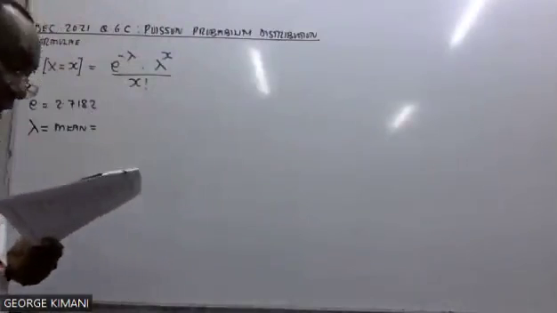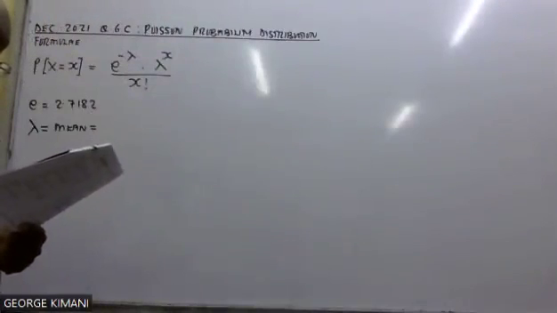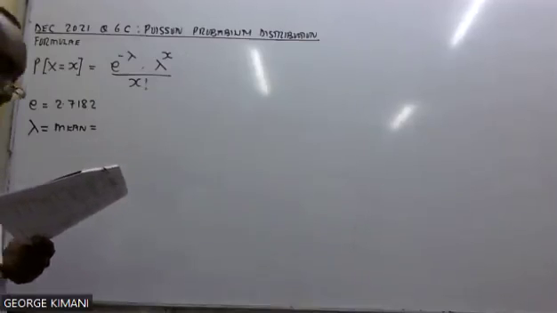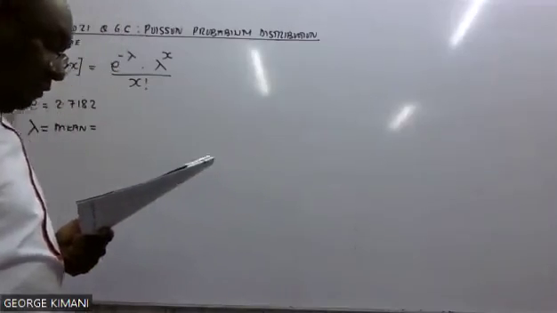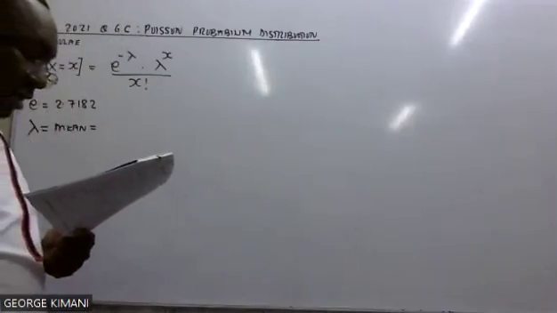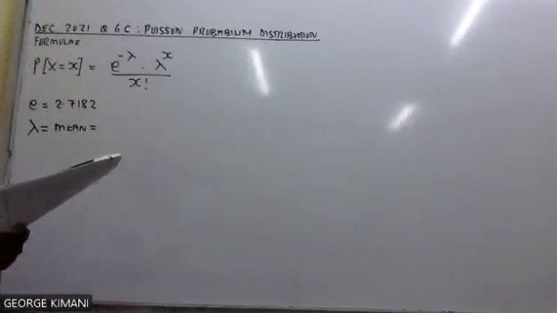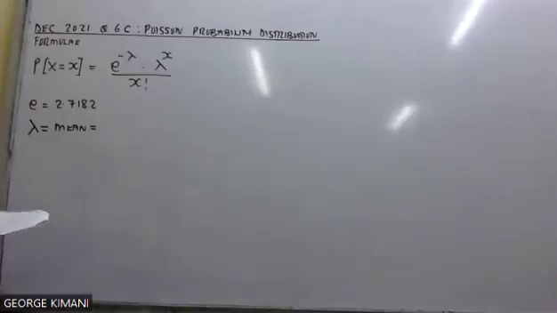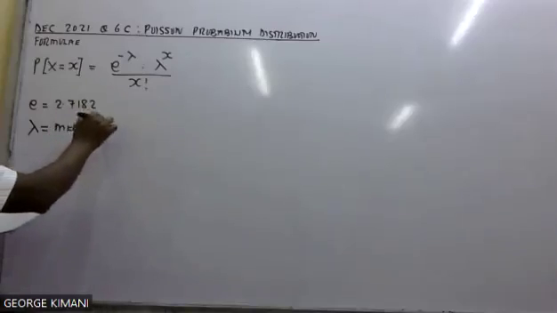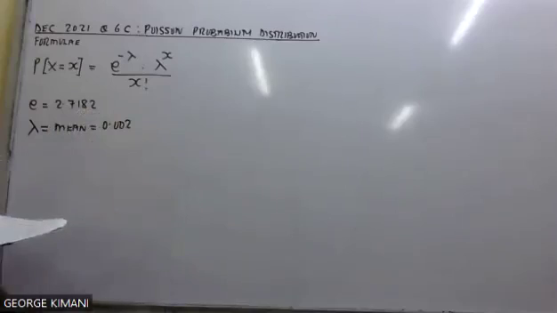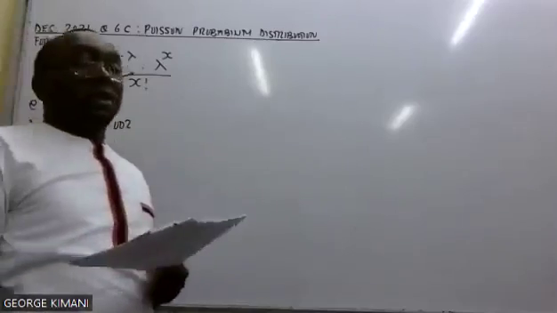So the mean here, we are told that 0.002 of the product turns out to be defective, and they are supplied in packets of 10. Okay, so we are given the mean there is 0.002. That is the mean.